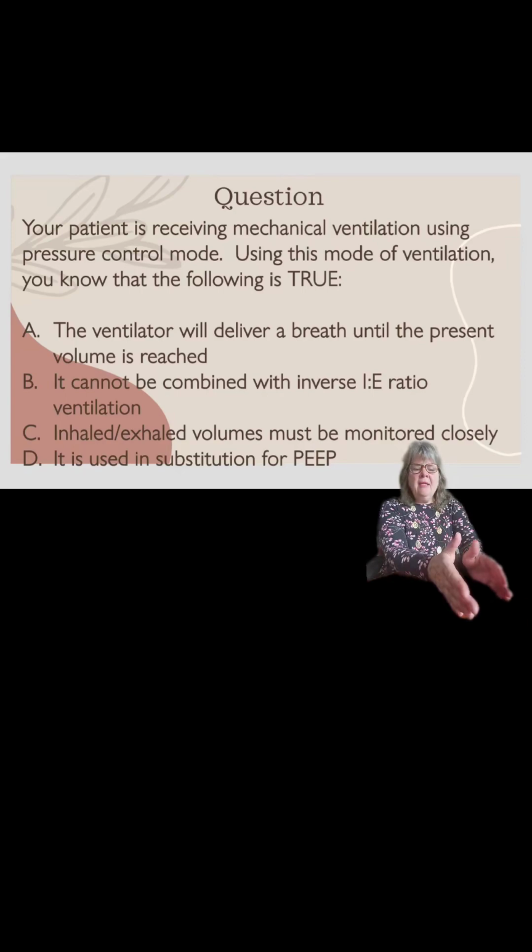So when somebody is on a volume control mode, the ventilator will deliver a breath until a certain volume is reached. That's volume control mode. So somebody is set at 450 or 500 tidal volume. When it's pressure control, the ventilator will terminate inhalation when a certain pressure is reached. And so in pressure control mode, we are not setting the tidal volume. We are setting a pressure. So A is out.